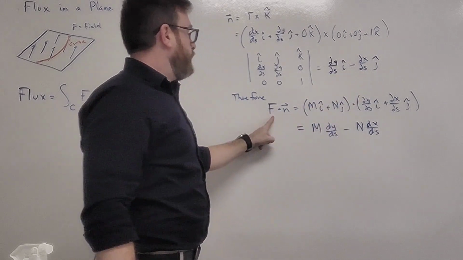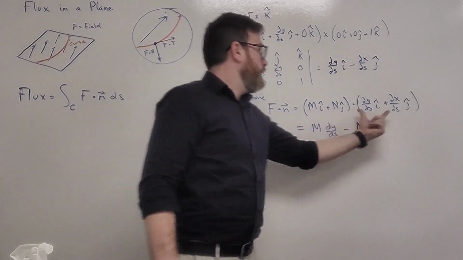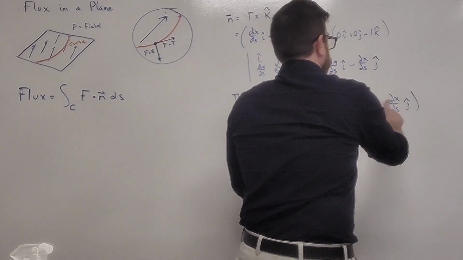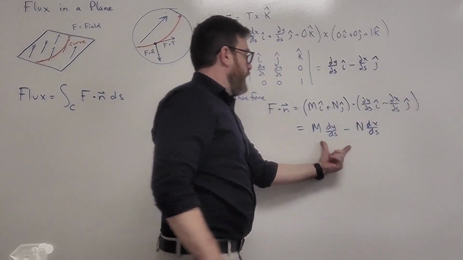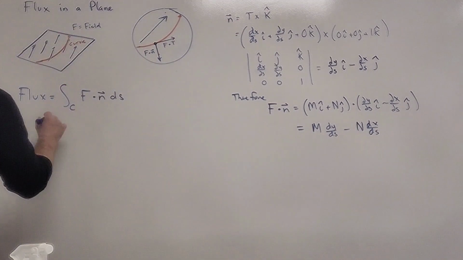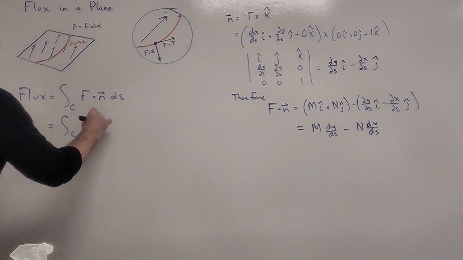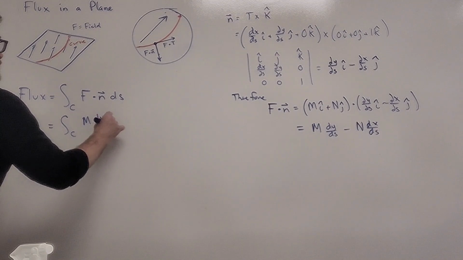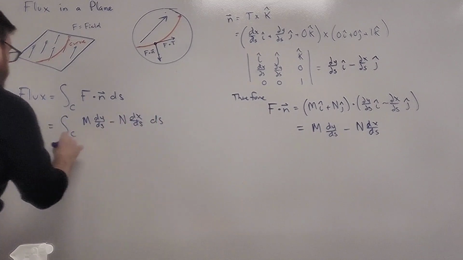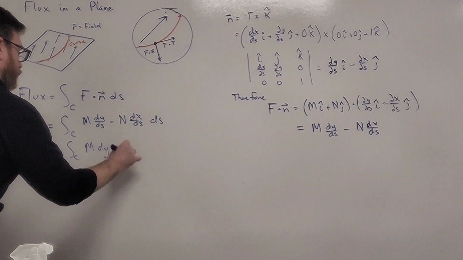And now I'm going to do F dot N, so M i plus N j, dotted with this, dy/ds i minus dx/ds j. So we're going to get M dy/ds minus N dx/ds. Plugging that in here, we're going to have the integral over C of M dy/ds minus N dx/ds with respect to s. So this ends up looking very similar to that work integral.